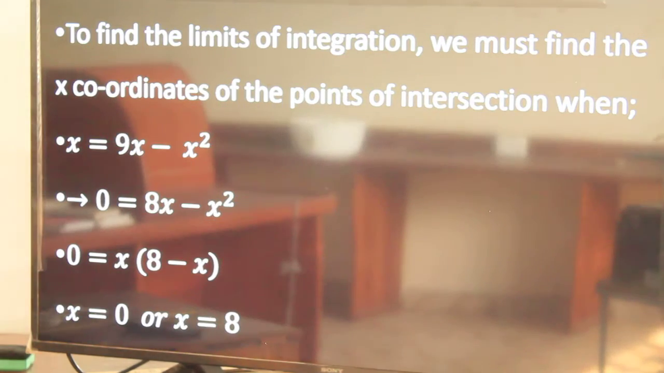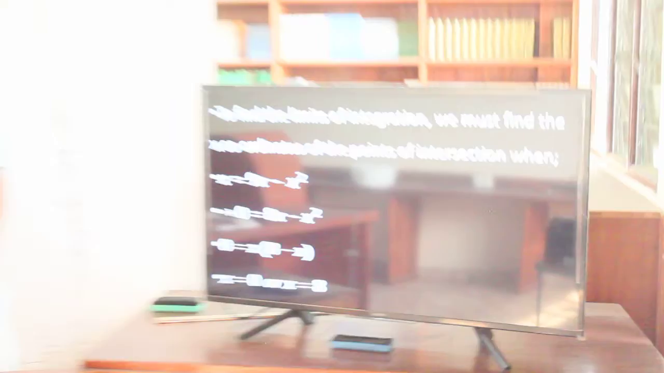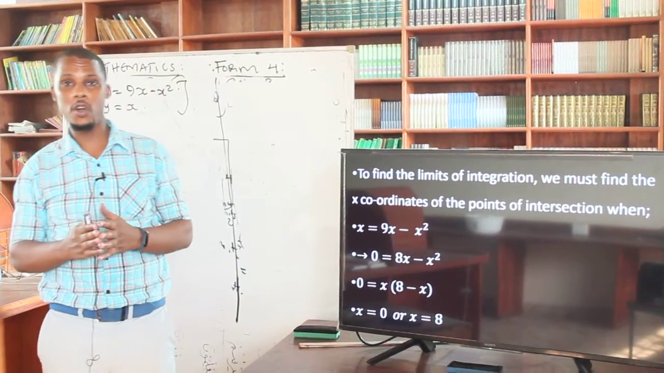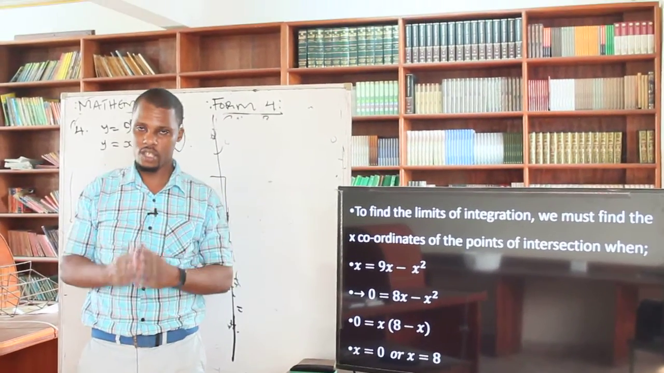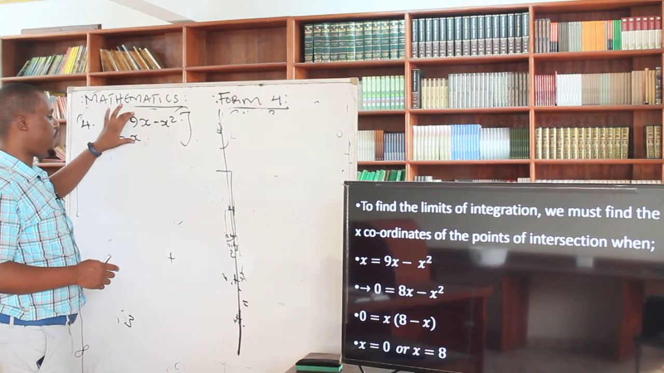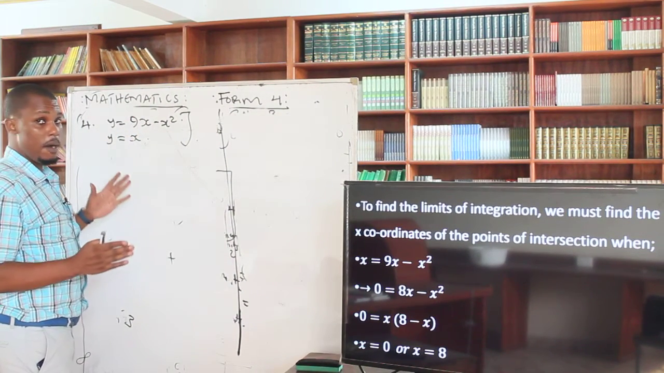To find the limits of integration, because they have not been given. This time there's no line x equals this, and line x equals that. You've only been given the two equations, one for the curve, another for the straight line. So the first step is to obtain the limits. Essentially, to find the limits of integration, we must find the x-coordinates of the points of intersection, in order to come up with the limits.